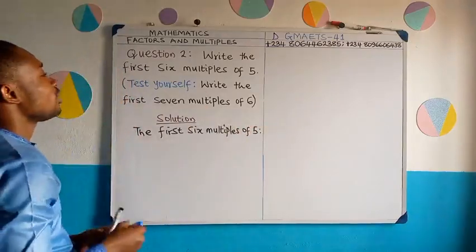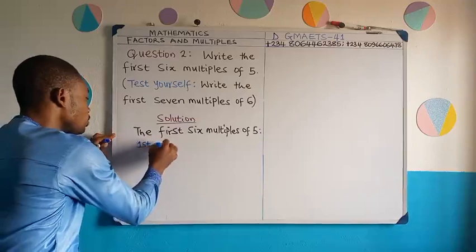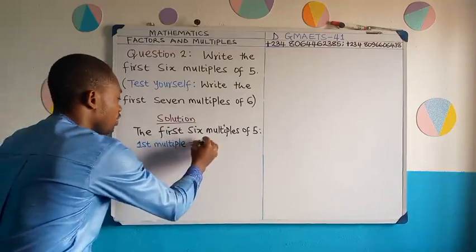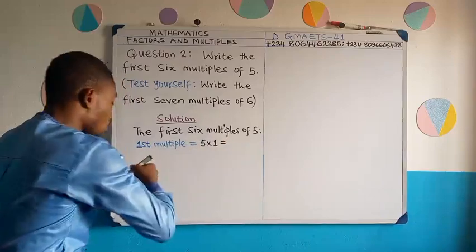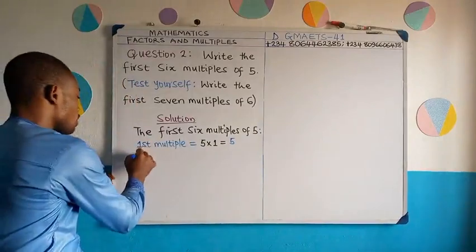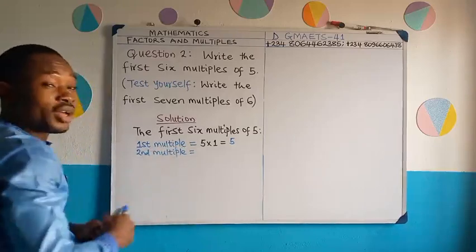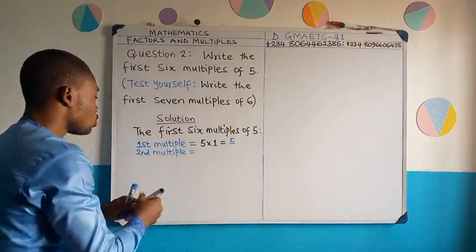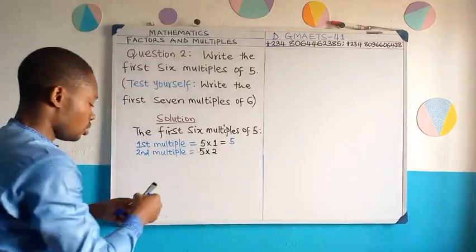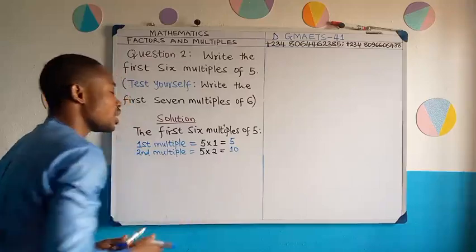So I will start by doing 5 times 1. That will give me the first multiple. So alright, first multiple is equal to 5 times 1. And 5 times 1 will give us what? 5. So 5 is the first multiple of 5. This will take us to the second multiple of 5. I'm going to multiply 5 by 2. 5 times 2 is going to give us 10. So 10 is the second multiple.